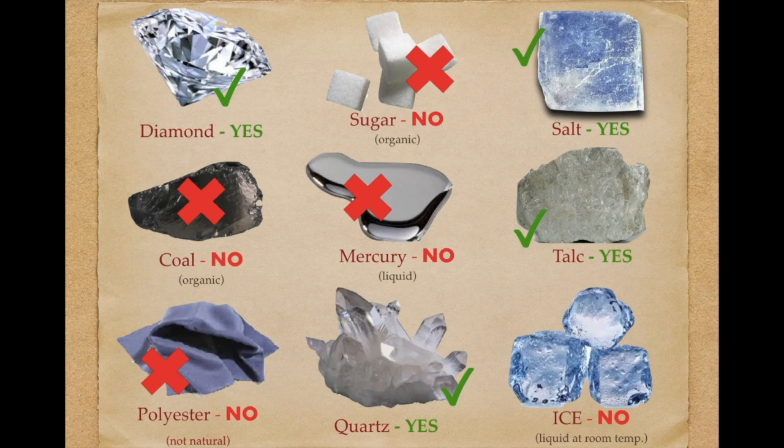Polyester is man-made in the laboratory, so it's not a mineral. Sugar has carbon and hydrogen. It is organic, coming from plants. That is not a mineral. Mercury, it's liquid at room temperature, so it would not be a mineral. Quartz would be a mineral. Salt, same thing. Okay, NaCl, it's inorganic. Talc, even though it's soft, yes, it's a mineral, has all those attributes. Okay, then we go to ice. Ice, no, it is not a mineral because at room temperature, it can then melt.